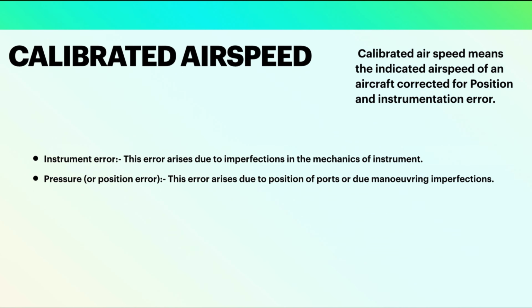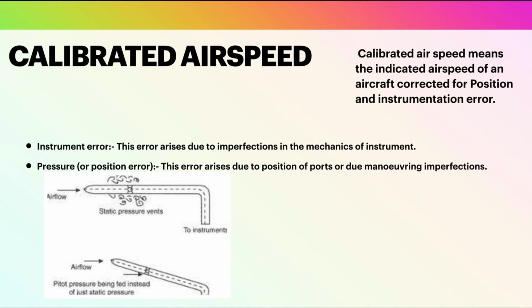The next is pressure or position error. This error arises due to the position of ports or due to maneuvering imperfections. Now, the ports are placed on locations which can have some air discontinuities in front of them, which can cause some deviation in the reading. All of these you can see below in the images.